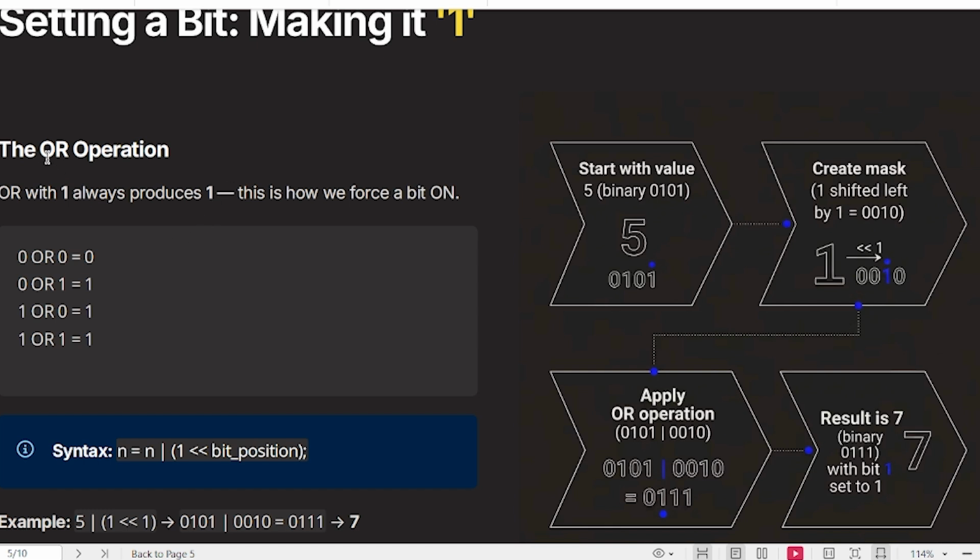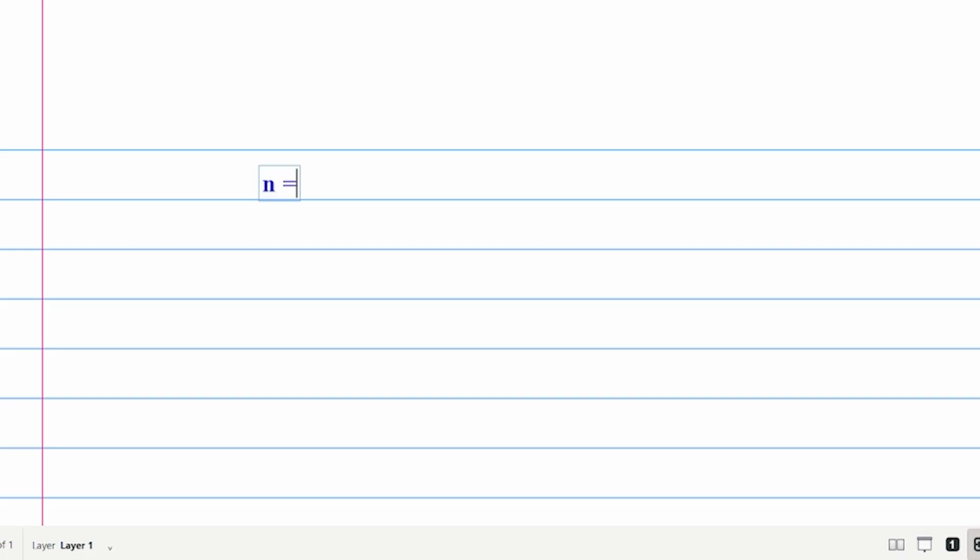Let us see the OR operation. OR with 1 always produces 1, whatever bit you take, whether it is 0 or 1. So if we want to set a bit, just OR it with 1, and it will give the output as 1. Let me show an example. Suppose I have n equal to 5, the binary will be 0 1 0 1. I want to set the 0 bit. So I'll use masking, and here I'll have 1.